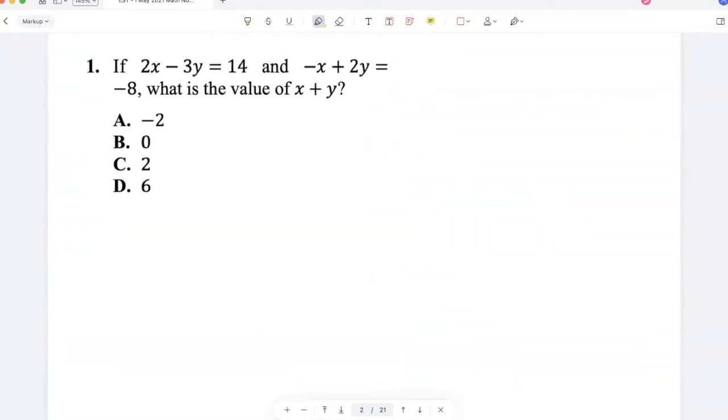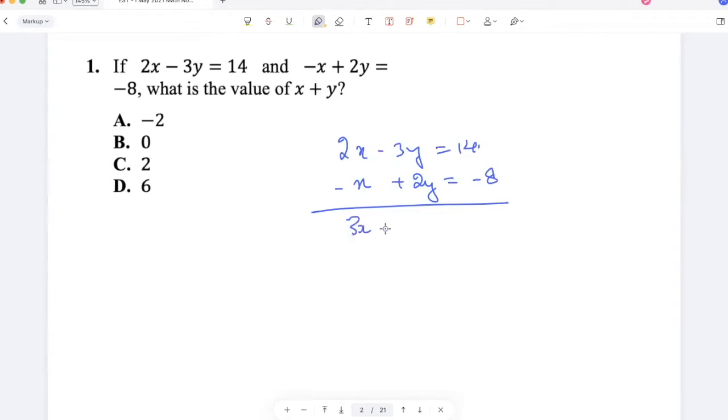Question 1, if 2x minus 3y is 14 and minus x plus 2y is negative 8, what is the value of x plus y? So 2x minus 3y is 14 and minus x plus 2y is negative 8. So we need to find x plus y, right? So let me see, if I subtract these two, what will I get?